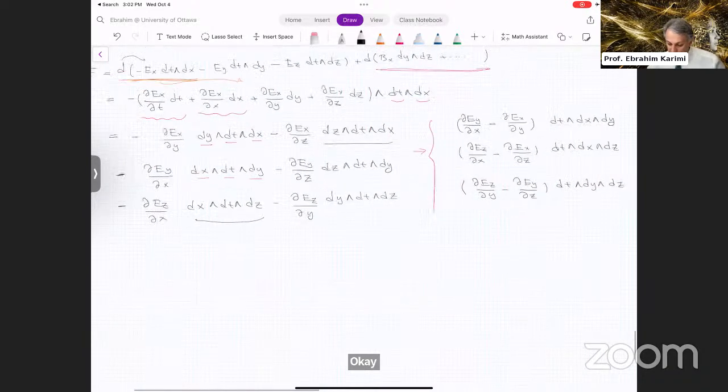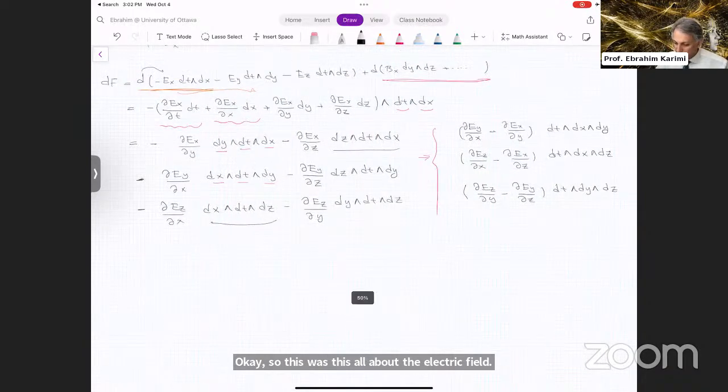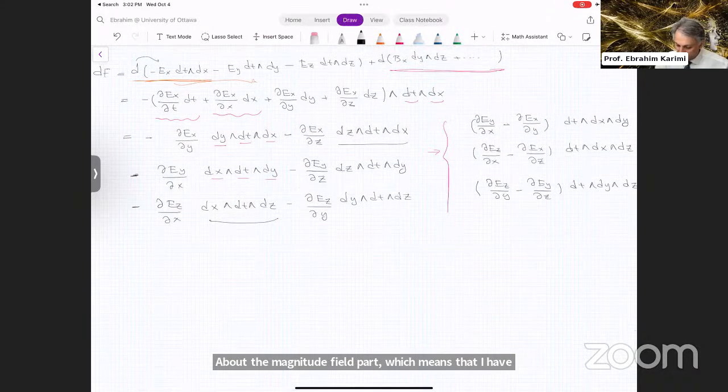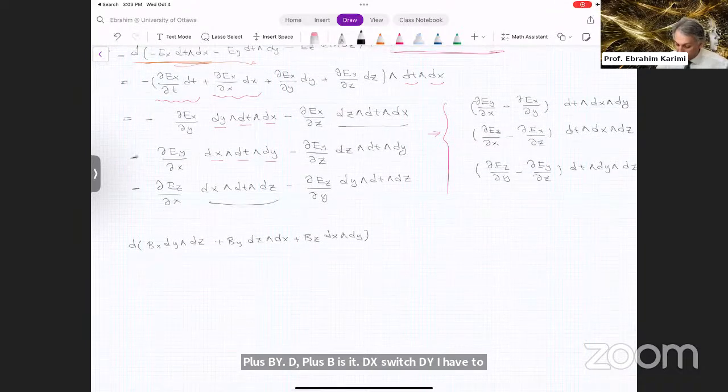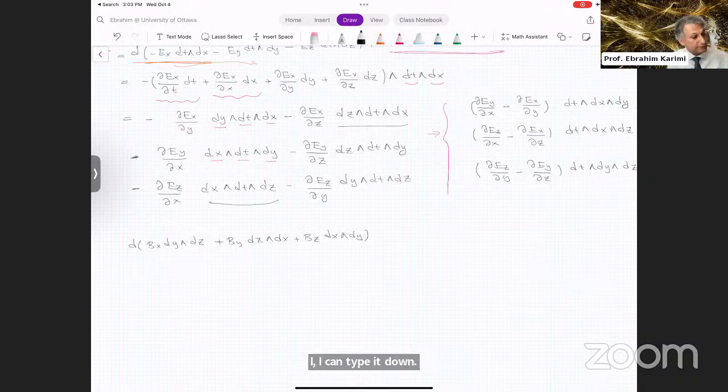About the magnetic field part, I have to take the derivative of the magnetic field, which is the derivative of bx dy wedge dz, plus by dz wedge dx, plus bz dx wedge dy. If you take the derivative of that in a similar fashion, you have to do the entire calculation. You will get a result. I can type it down.